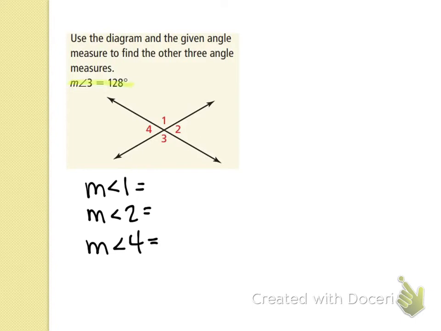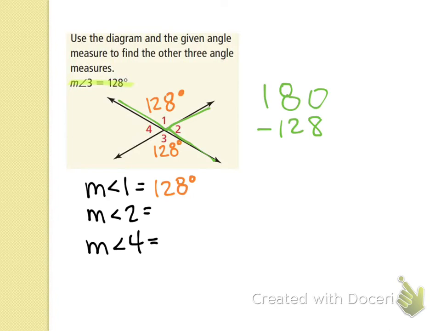If angle 3 is 128 degrees, what angle do we automatically know? Angle 1. What's angle 1 going to be? 128, because what relationship do they have? They're vertical, which means they're congruent. All right, and then what would I do to find the measure of angle 2? Subtract from 180. 180 minus 128 makes 52. Which means angle 4 is 52 degrees.